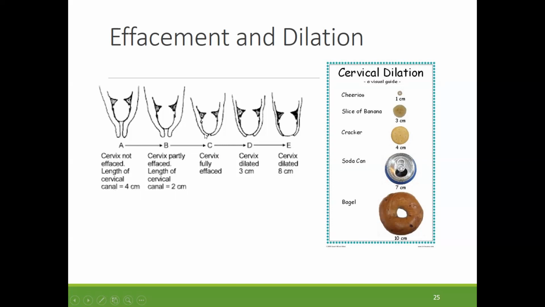Then we have a cervix that is fully effaced, so it's completely thinned. Then the dilation actually starts going on here. So we have dilated to 3, and then we have dilated to 8. So you can see how thick it gets to how thin it is. We want it to be fully effaced, so completely thinned, and then to start dilating.